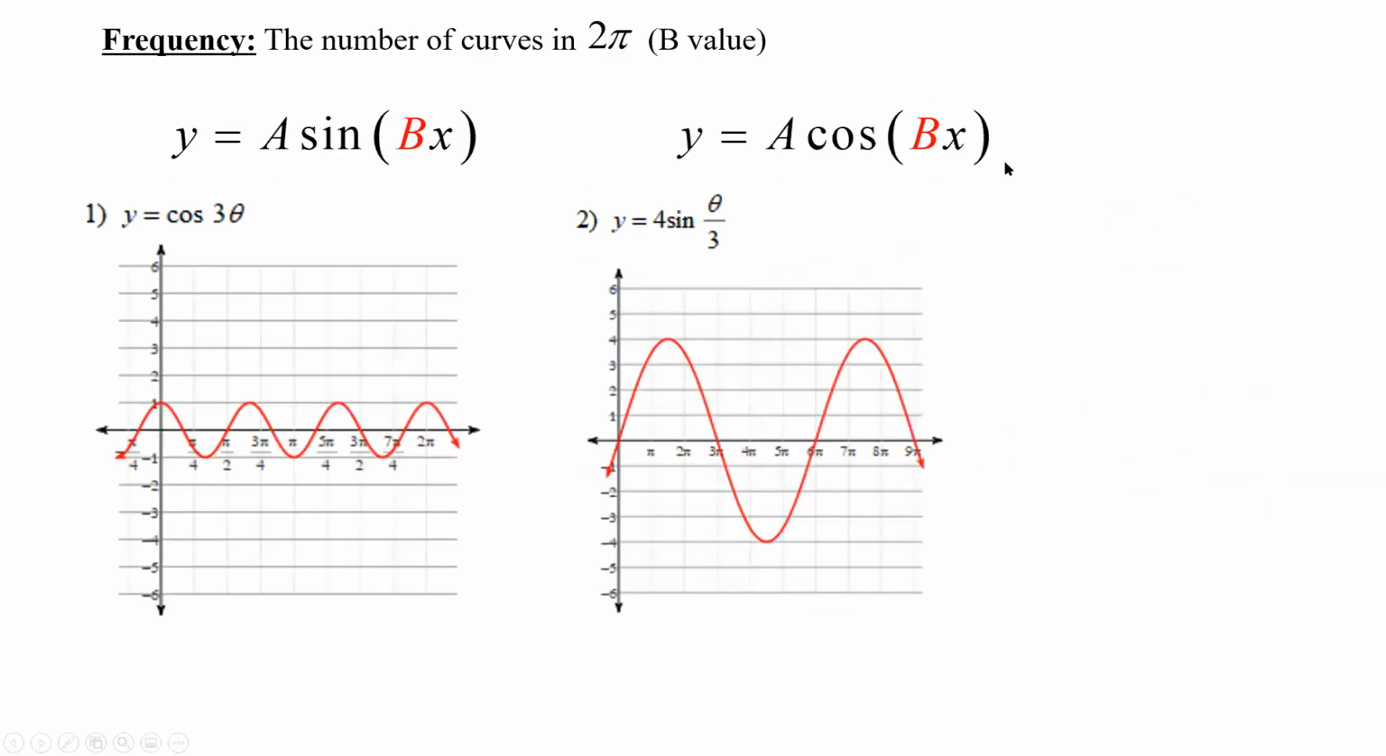So there's amplitude. Frequency is the number of curves into pi. It's known as the b value. So as you see in here, this is your frequency, this b value in here. So for this equation right here, my frequency is 3.